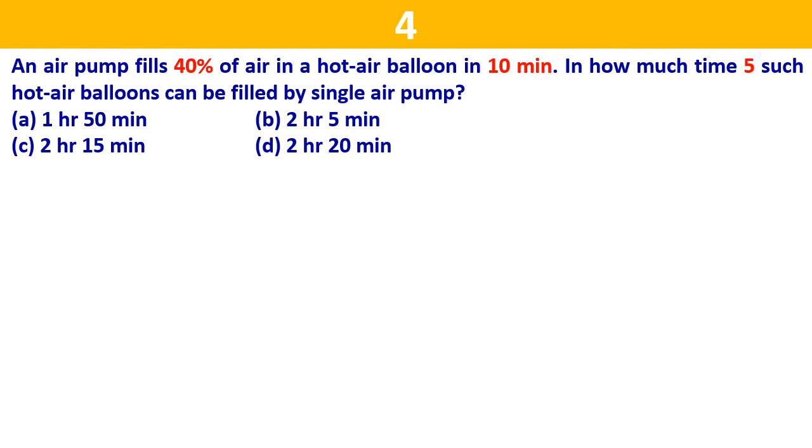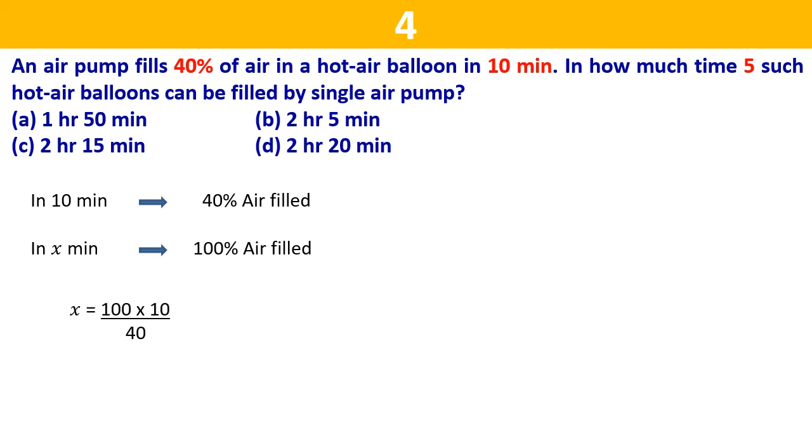Problem number 4. An air pump fills 40% of air in a hot air balloon in 10 minutes. In how much time such 5 hot air balloons can be filled by single air pump? Now in 10 minutes, 40% of the air is filled in the balloon. So how many minutes are required to fill 100% of the air? This value of x can be easily found out by cross multiplication, like this. X is equal to 100 multiplied by 10 divided by 40, which comes out to be 25 minutes. So 25 minutes are required to fill one air balloon completely.